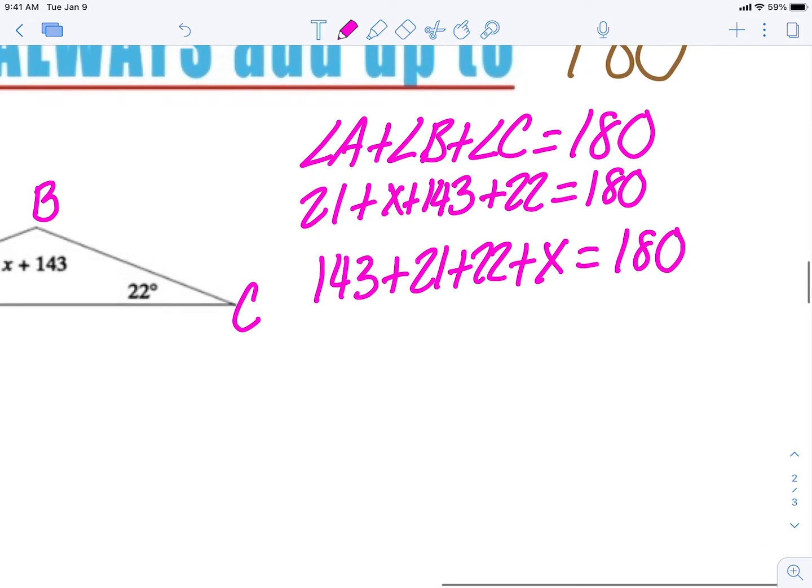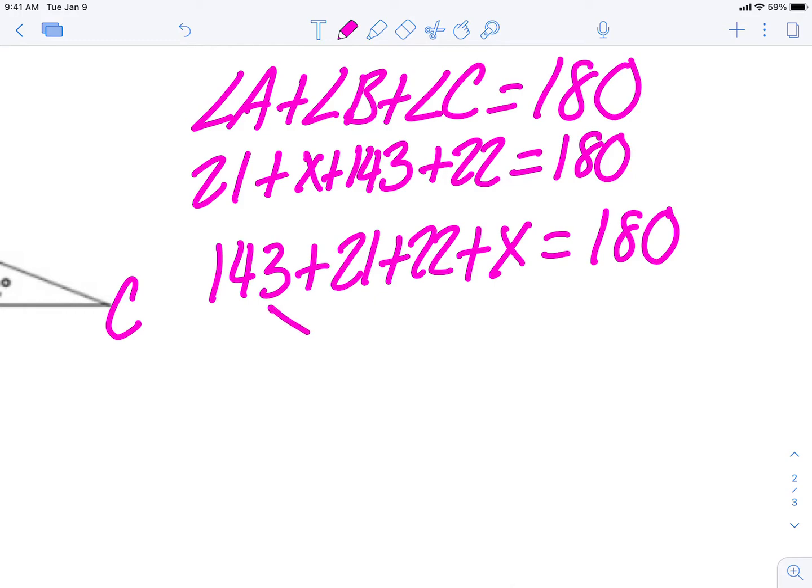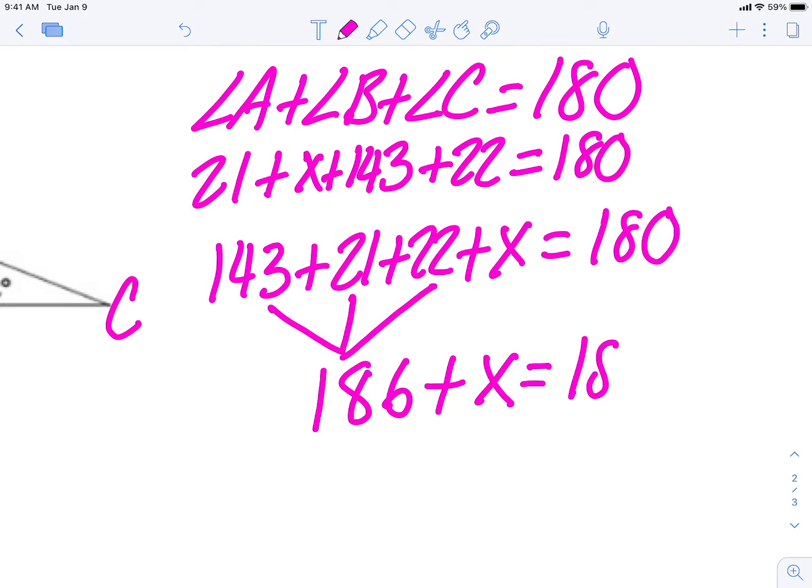So now I can add these three together. Use your calculator. I don't have it here, right? 143 plus 21 is 164. 164 plus 22 is 186, right? But with you guys, use your calculator. Use your tools. That's what the tools are there for, is for you to use, right?